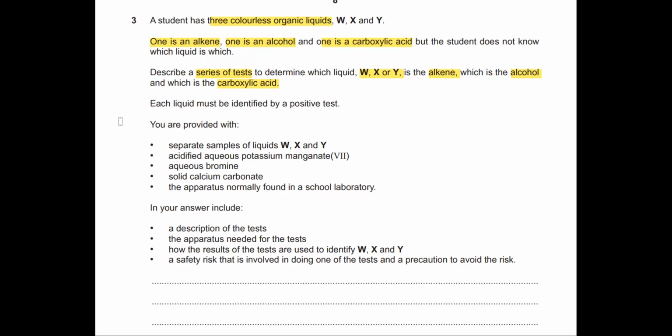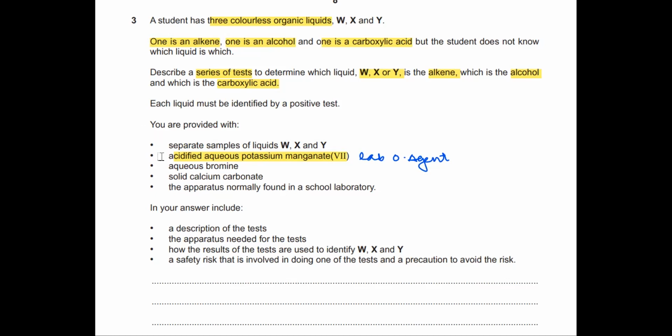Now, further, what you have been provided with: number one, separate samples of liquid W, X, and Y. Apart from that, you have been given acidified potassium permanganate. This acidified potassium permanganate, as we already know, is basically our lab oxidizing agent. This is a chemical which is going to help us identify any reducing agent, or if a substance is going to undergo any oxidation.